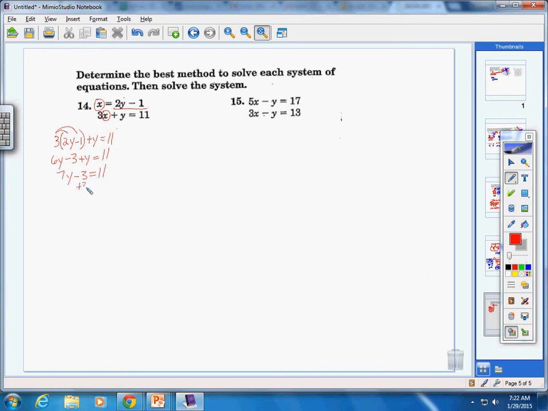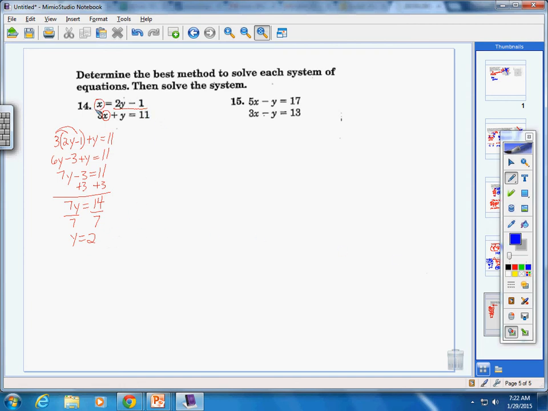Add 3 to both sides. 7y should equal 14. And now your last step, just divide by 7. So you know you've got a y value of positive 2. Then let's take that guy all the way back up.